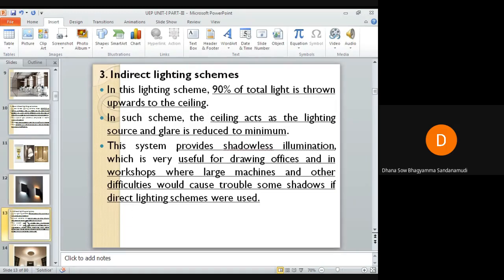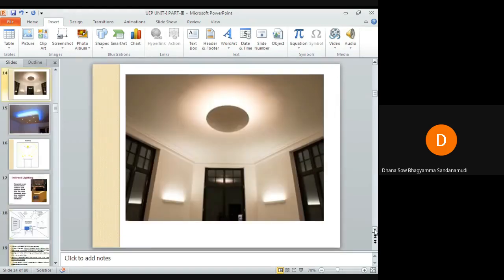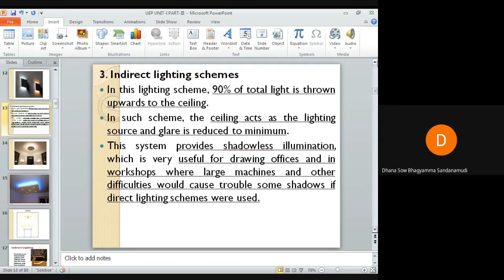Next one is indirect lamp. Okay, so actually I should use the word indirect lighting. In the case of indirect lighting, the lamps will be throwing out the light towards the ceiling. Most of the light, the luminous flux lines, are focused towards the ceiling. It means 90% of the illumination is provided to the ceiling, and 10% of the illumination is provided to the surface.